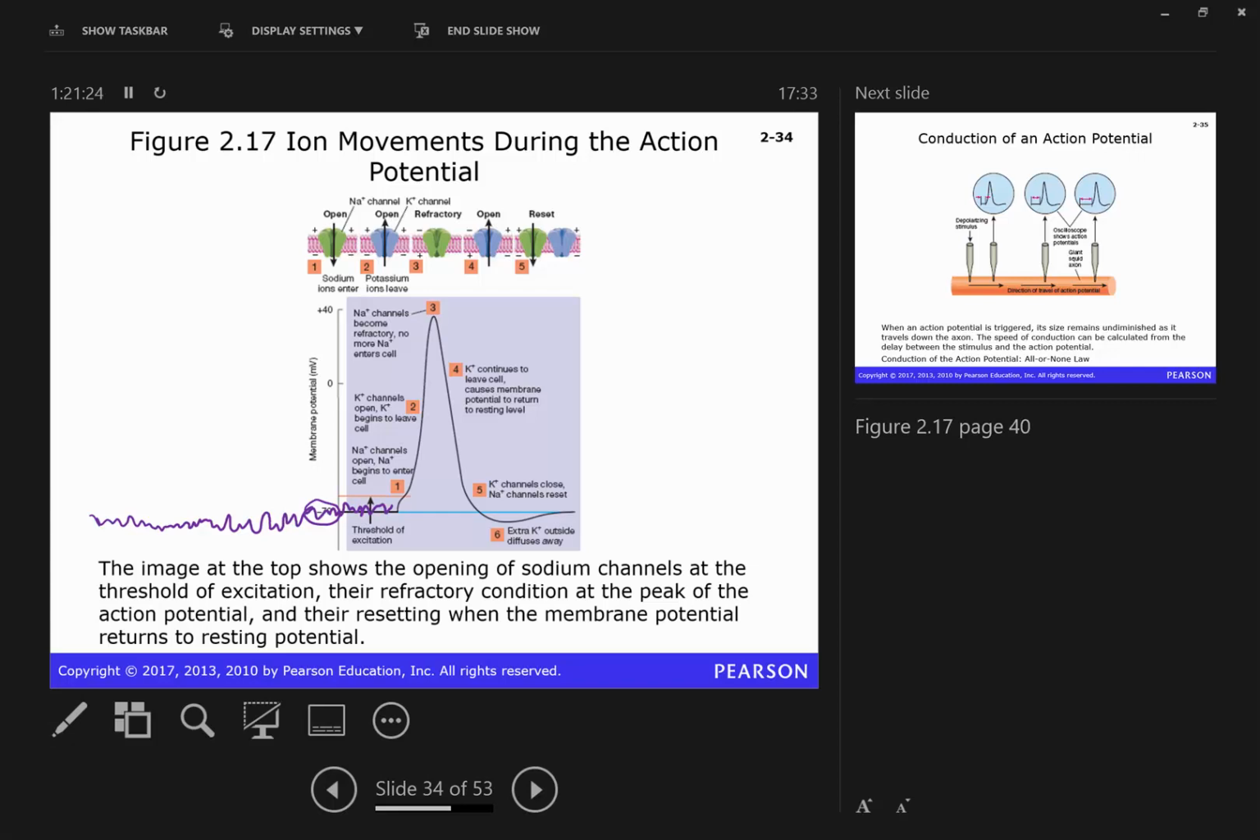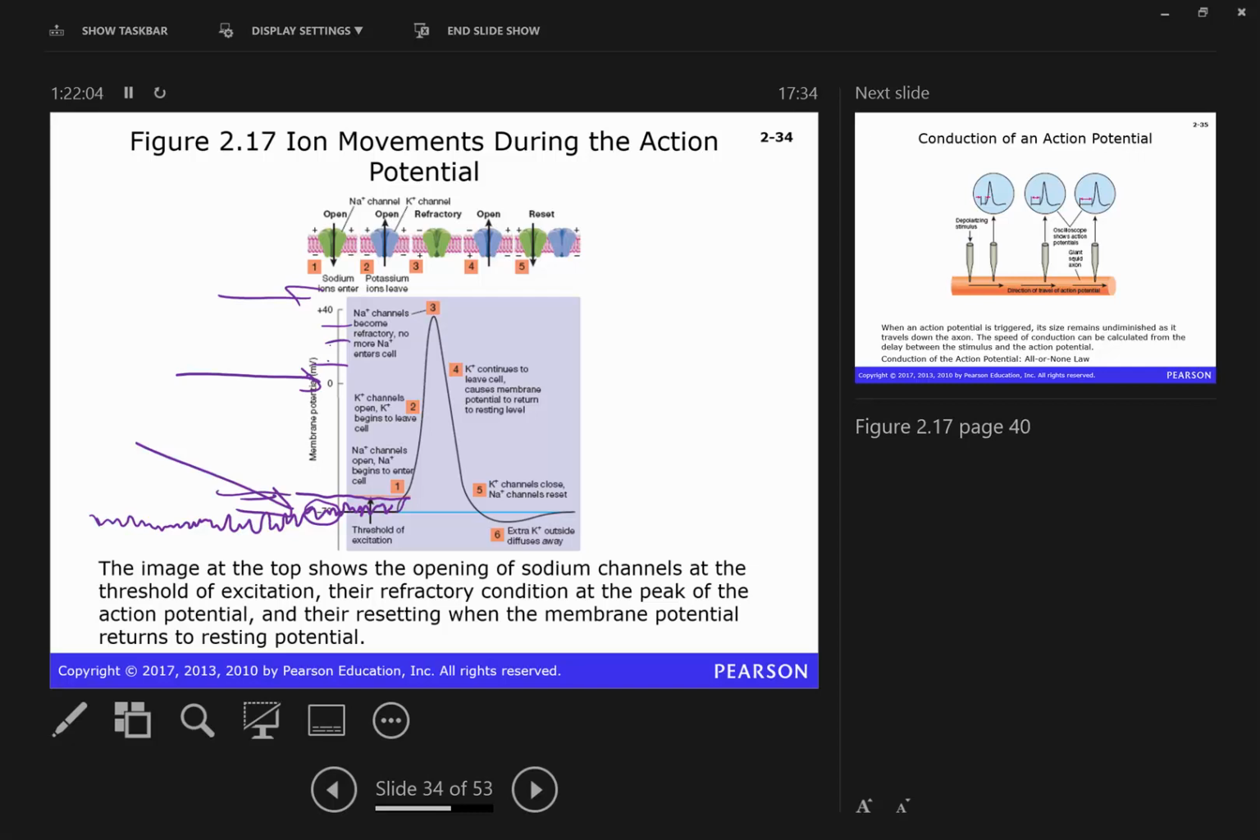At some point, enough positive ions come into that cell to push that membrane potential up enough to hit that threshold of excitation. It's not very far. On this scale, down here we have negative 70, here we have 0, here we have 40. So it's really only about a 10 millivolt difference from normal resting membrane potential up to the threshold of excitation. We don't want that difference to be too far.